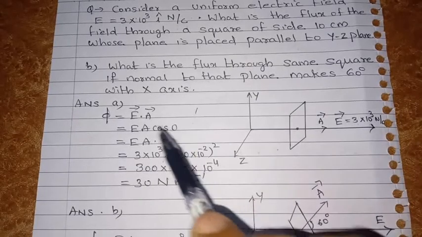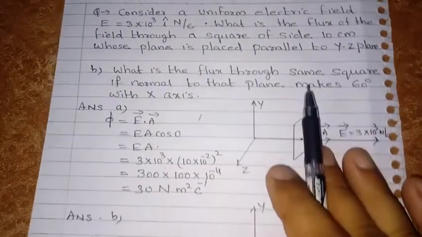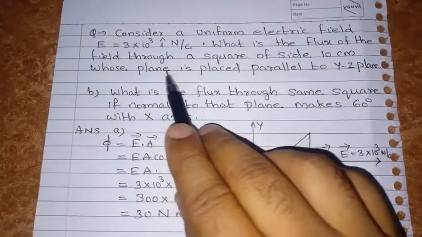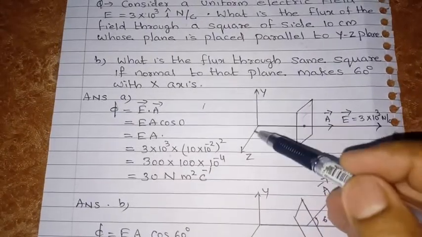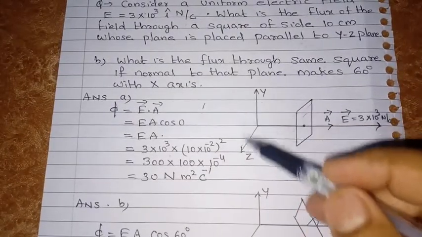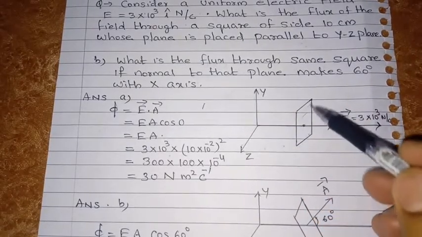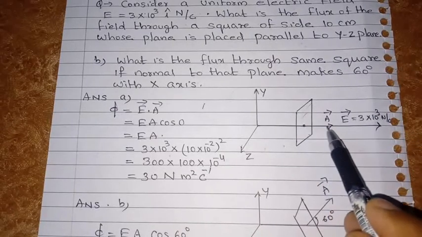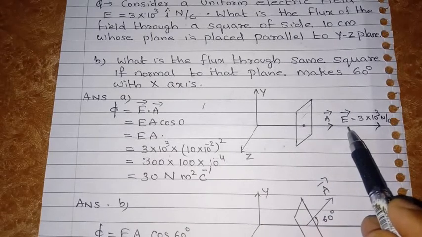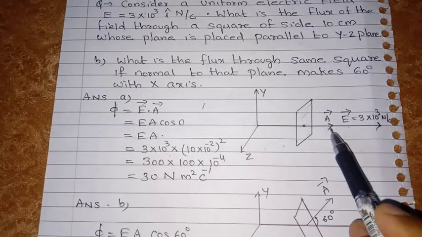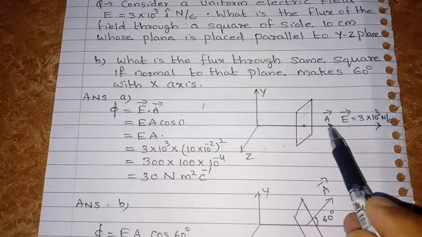Okay. Now here we have to find out the flux through this particular square, and the square is placed whose plane is placed parallel to the YZ plane. Where is the YZ plane? This is the Y axis, this is Z axis, therefore this plane is YZ plane. Okay, the square is placed parallel to the YZ plane means the area vector of the square is always perpendicular to the plane, that will be in the x direction. So in the case number 1 or first case or A, angle between electric field and area vector is 0.